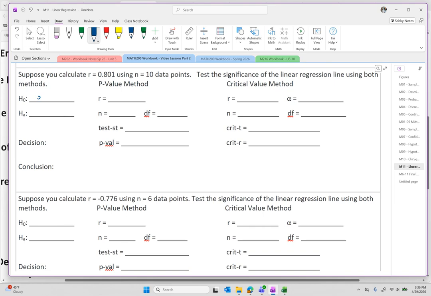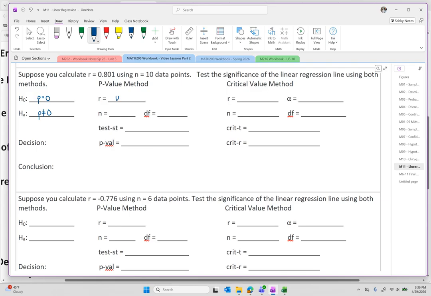Remember, the null hypothesis is that rho is equal to 0, which is the linear correlation in the population between the two variables being non-existent. And the alternative is that rho is not equal to 0, which means in the population those two variables have a significant linear correlation.